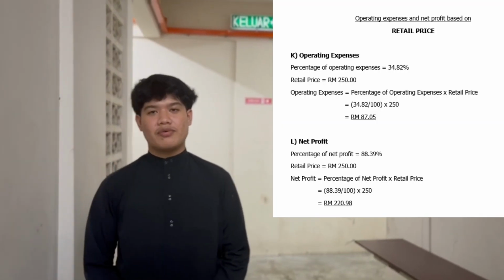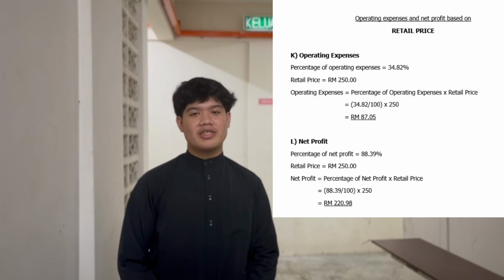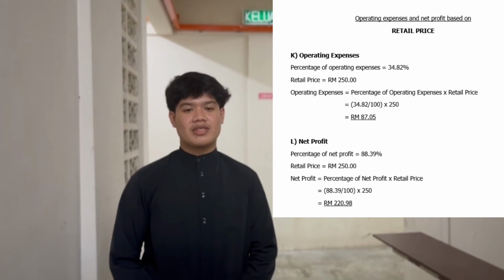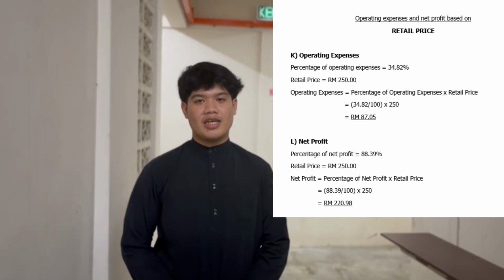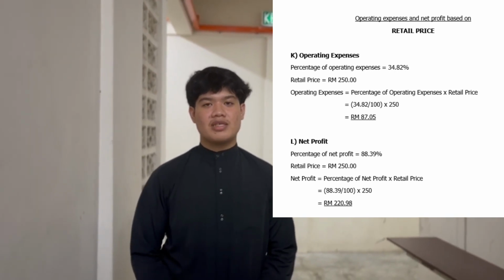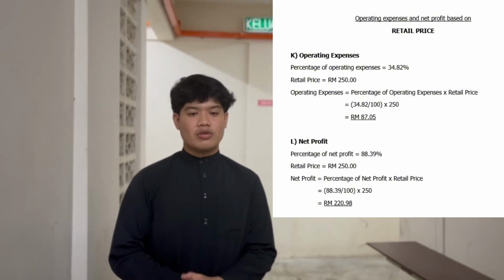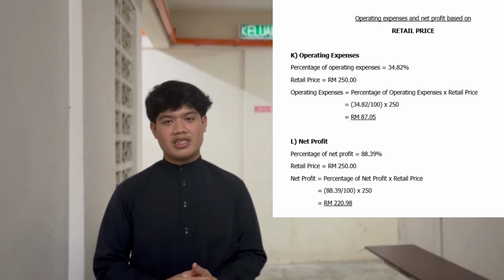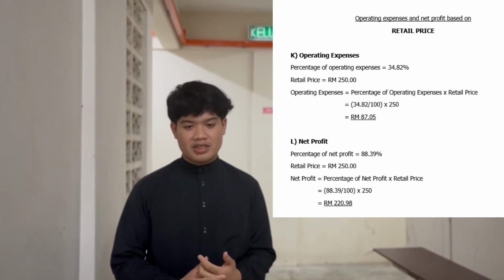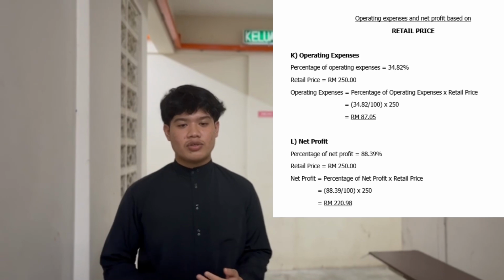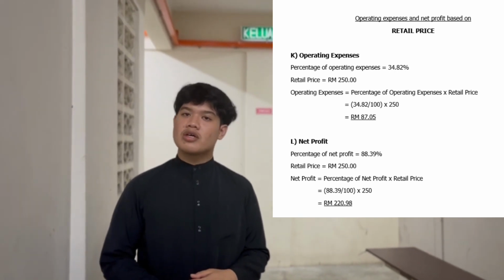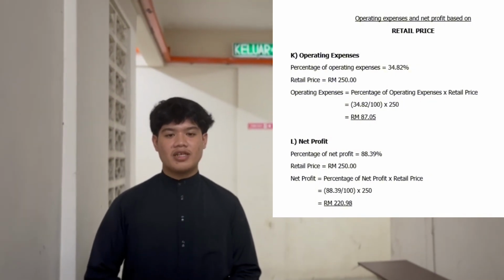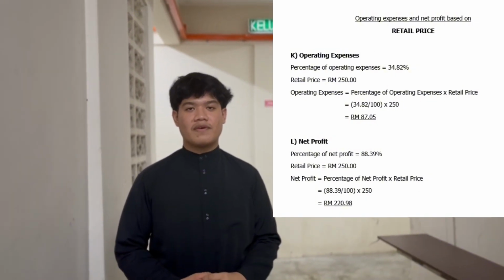So now I will explain to you guys about our operating expenses and net profit based on retail price. So first, about our operating expenses. So as you can see at the top, our percentage of operating expenses is 34.82%. So for our retail price equal to 250 ringgit. So the formula is operating expenses equal to percentage of operating expenses times retail price. So we just need to 34.82% and then times 250 ringgit, and then we got 87.05 ringgit.